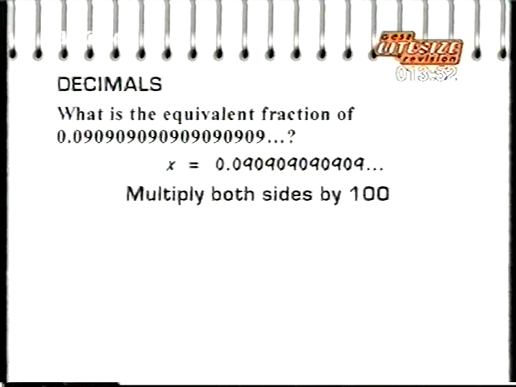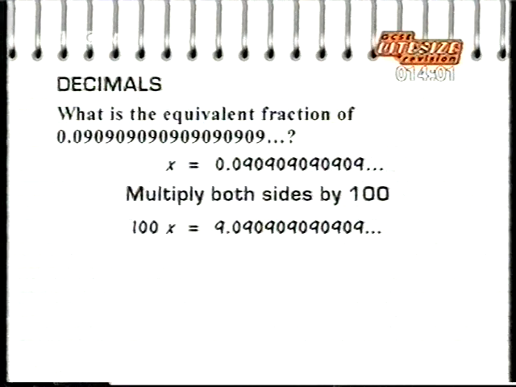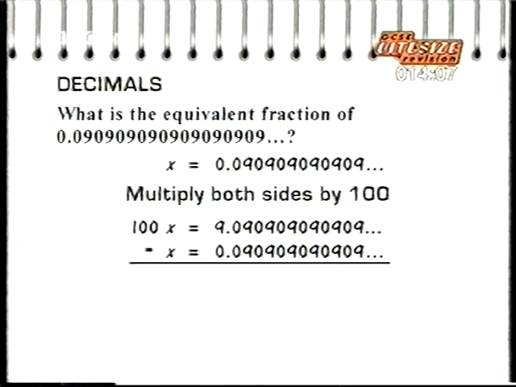Multiply both sides by 100 to give 100x equals 9.09 recurring. Subtract one equation from the other to give 100x subtract x. That leaves us with 99x equals 9. That's got rid of the infinite string of decimal 0/9's. So x, the equivalent fraction we're looking for, is 9/99. That's 1/11.